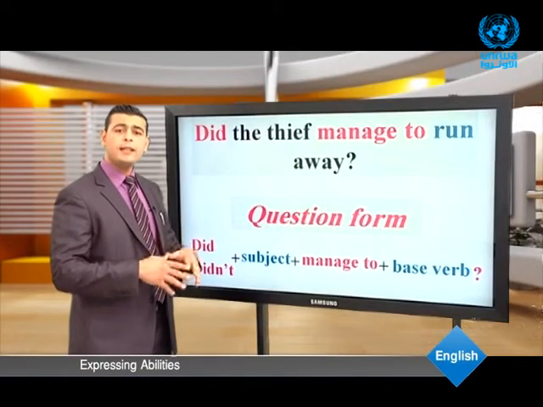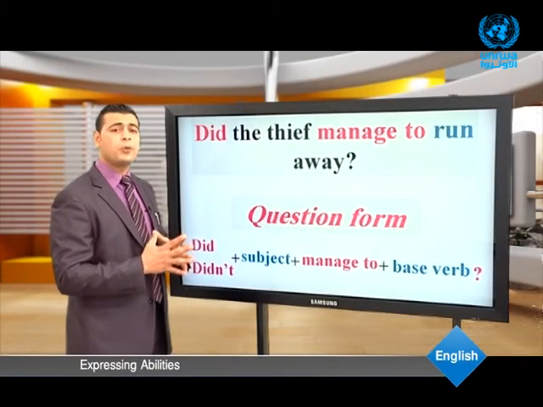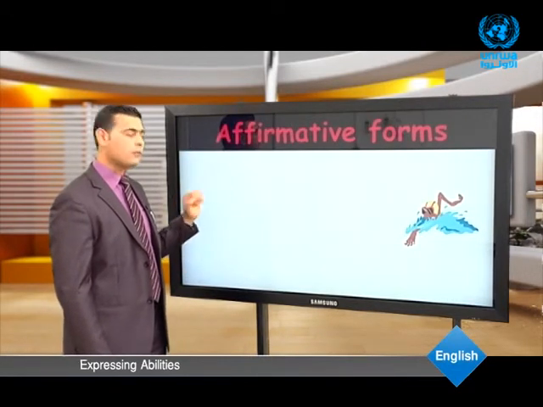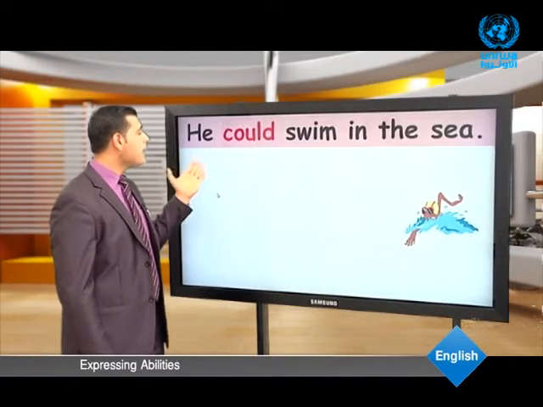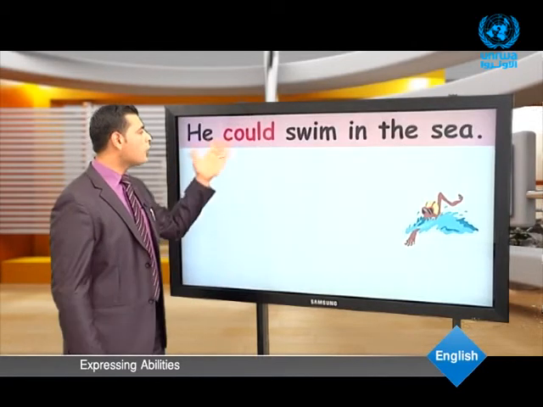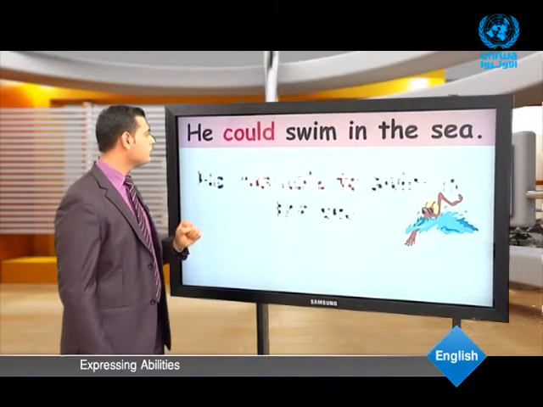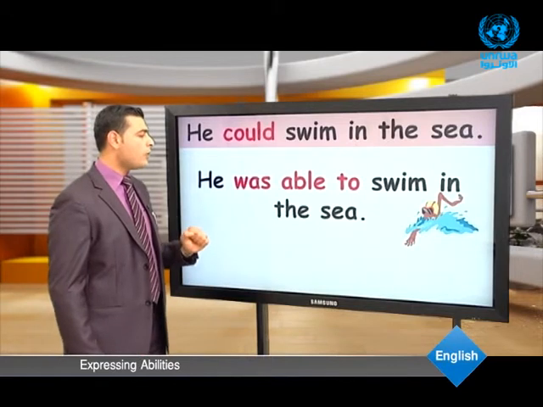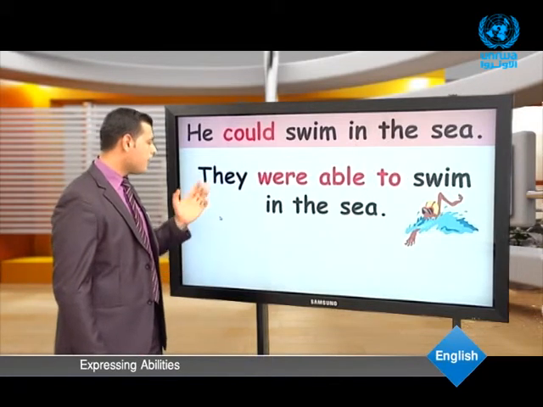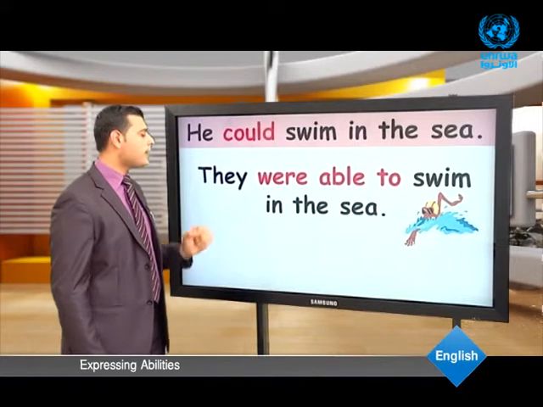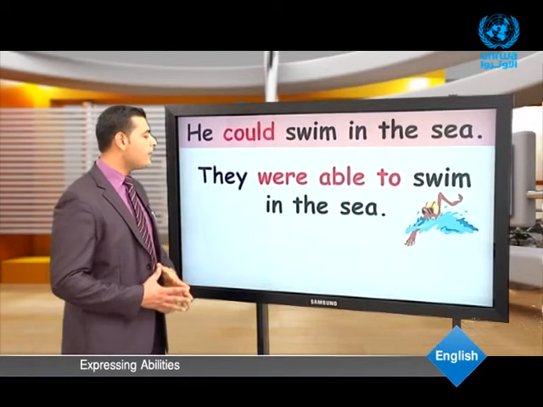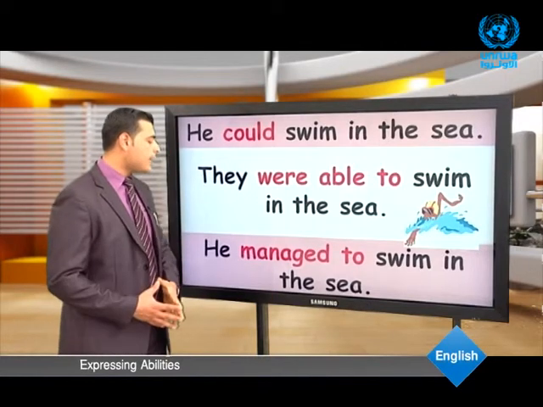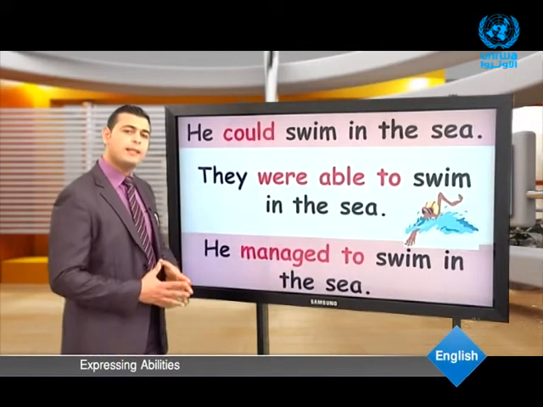Now, dear students, let's revise and conclude what we have talked about. Here we have affirmative forms. He could swim in the sea. He was able to swim in the sea. They were able to swim in the sea. He managed to swim in the sea.